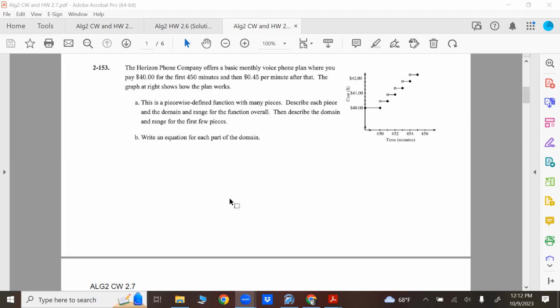Anyway, this is a piecewise defined function with many pieces. Describe each piece and its domain, then describe the domain, then write an equation. So describe each piece. That's kind of open-ended, I'd say.